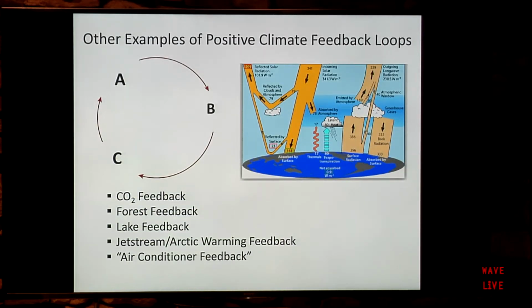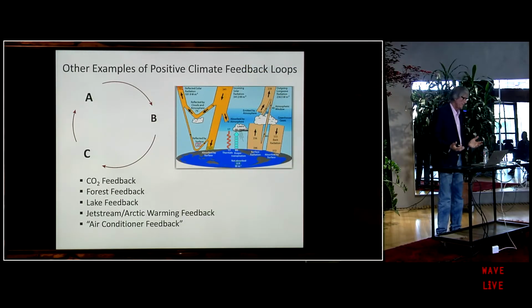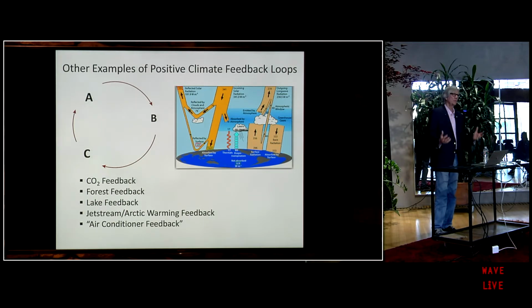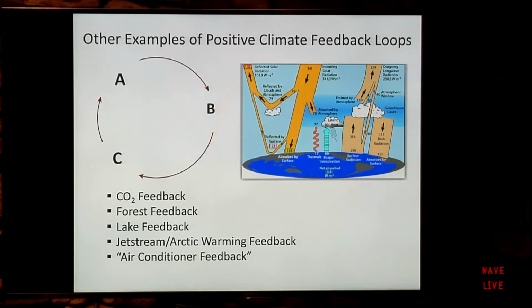Now, there are other positive feedback loops out there. For example, there's CO2 feedback, forest feedback. Forest feedback is, we're having a drought, trees are dying. When those trees die, eventually they're going to rot, and that carbon that was stored in the trees goes into the atmosphere. That triggers more warming, which triggers more severe drought in dry areas, which then causes more trees to die. Perhaps we have a forest fire, and the burning of the trees puts more CO2 into the atmosphere. Lake feedback.